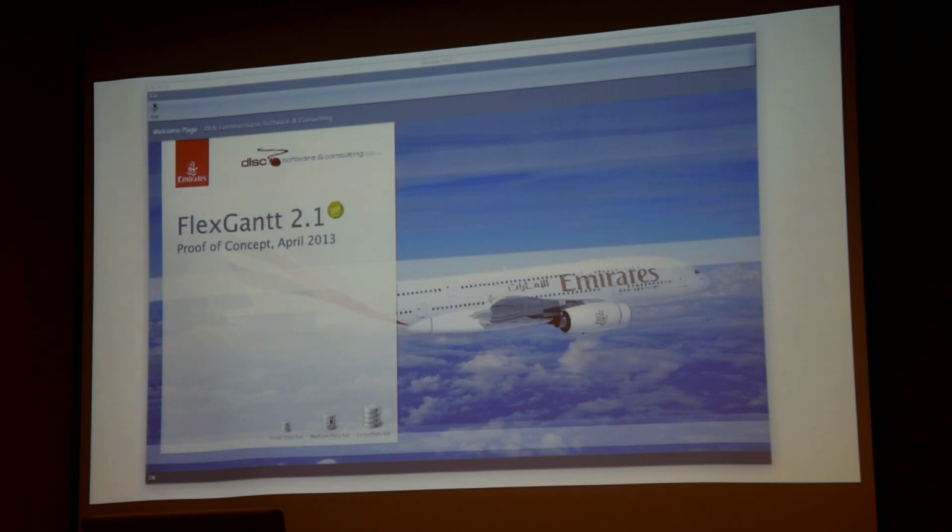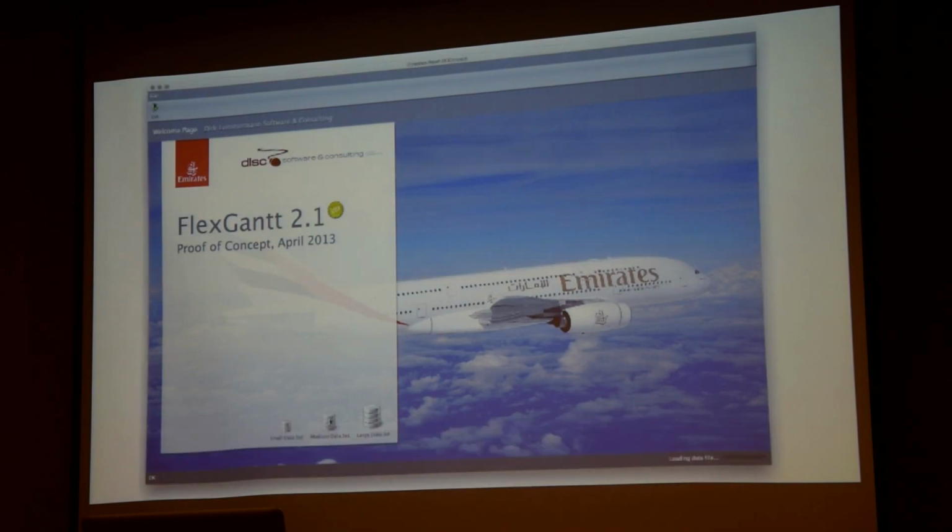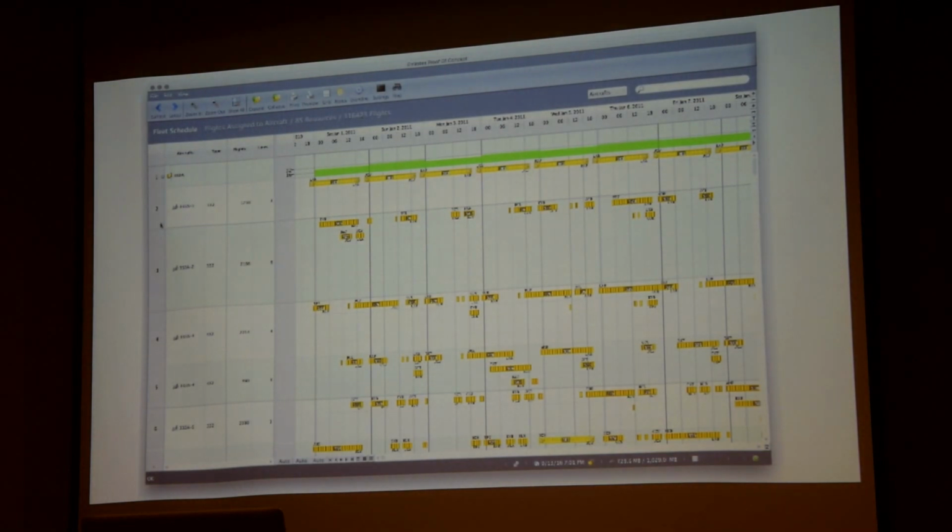And this is an example. This is a proof of concept application I wrote for Emirates Airlines. The application was used for network capacity optimization, but we will see more of that in the next presentation. It's loading data. Right.